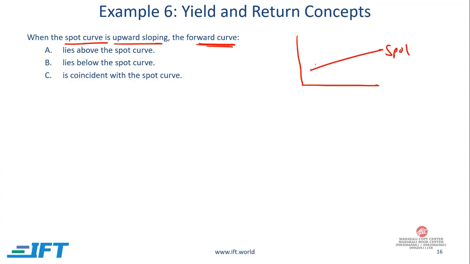Now I hope you remember from our discussion that in this situation, the forward curve will be above the spot curve. And the way you can think of this is, if the spot curve is going up, that means that something else is pulling this up. And it is the interest rates in the future represented by the forward curve. And those future rates are pulling up the spot. So in this case, the forward curve will be above the spot. So the best answer is A.